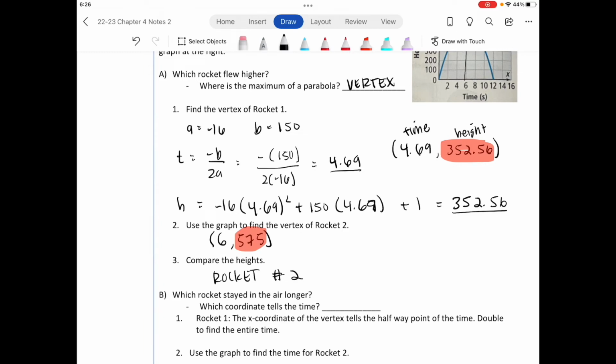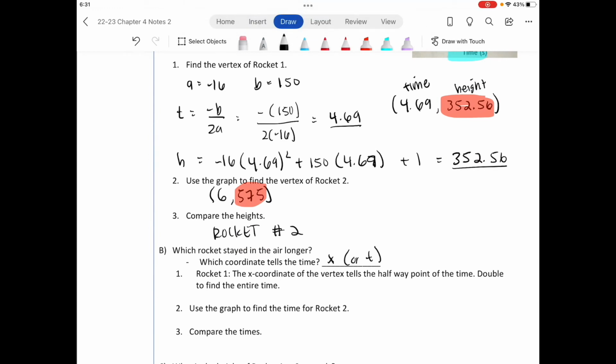Part B says which rocket stayed in the air longer. Well, we need to say which coordinate tells us the time. Looking at our graph, we see that time occurs on the x-axis. So that means x, or really in the case of this scenario, t, represents our time.